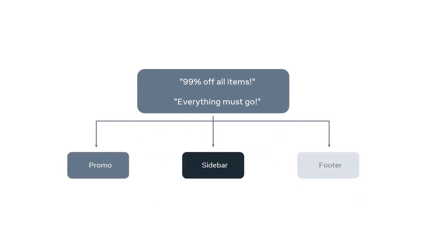But instead of writing the same code over and over, you can change your approach. You can establish a single source of truth that contains the two strings that store the values for the texts, 99% off all items and everything must go. This will be contained within the parent component so that any data needed can be passed on to the child components using props. Now let's use this approach to update the promo component.